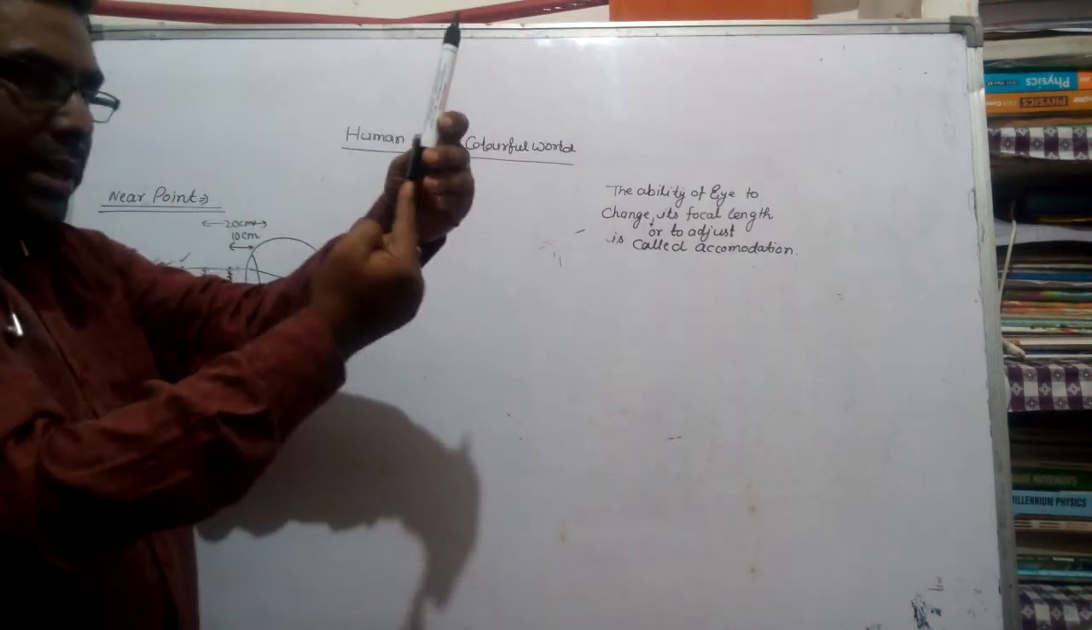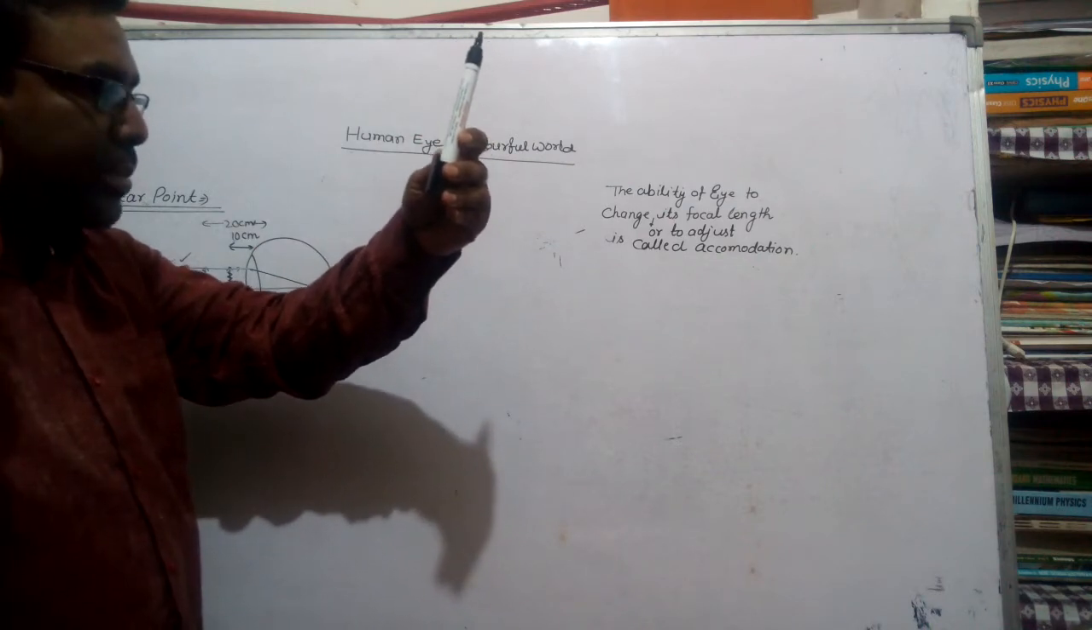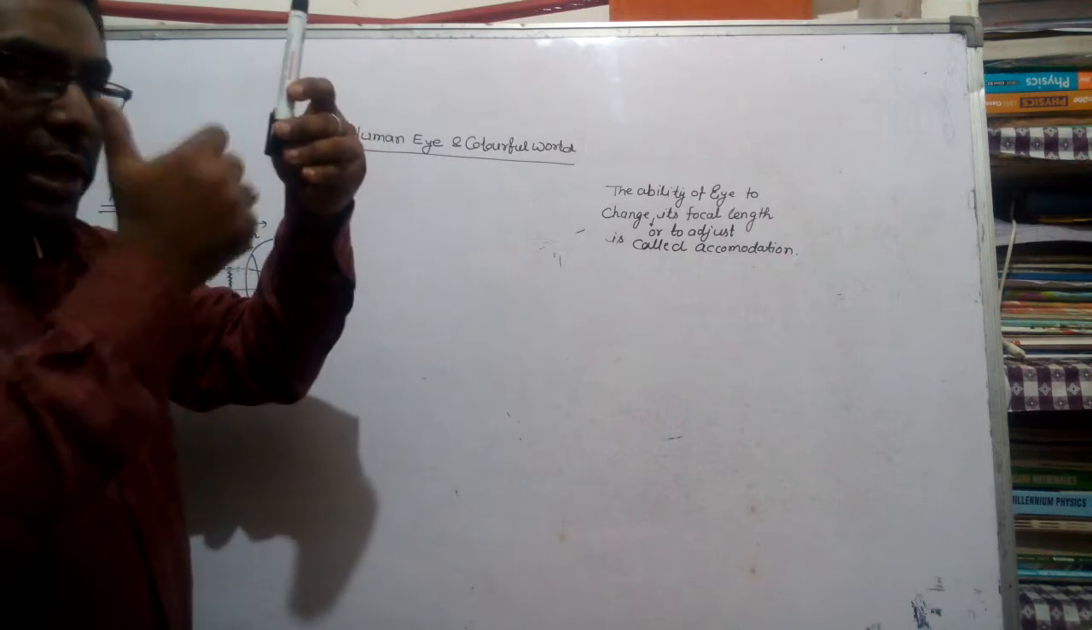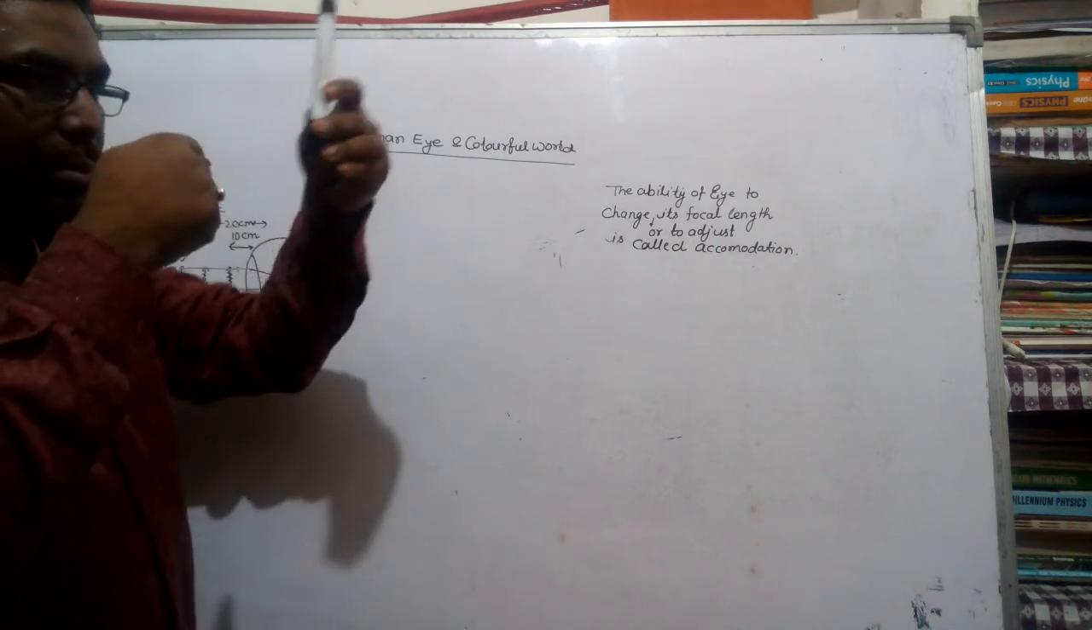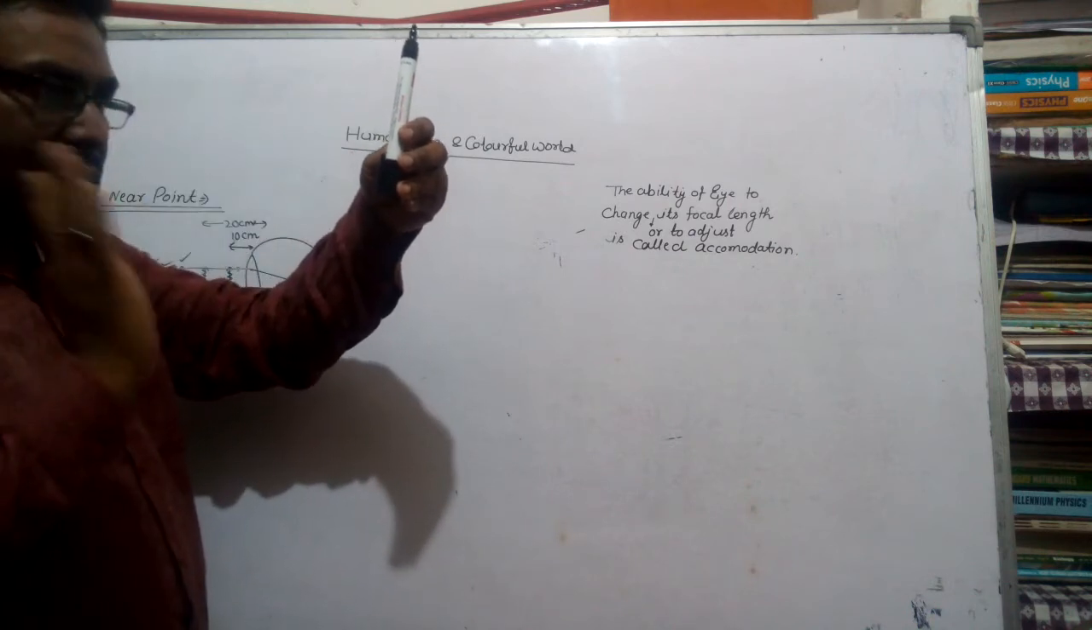It means within 25 centimeter, suppose this is the 25 centimeter distance, beta, from this point to this point. Now if the object is placed within 25, meaning here, we can't see the object clearly. But when we place this object here, it is clearly seen.